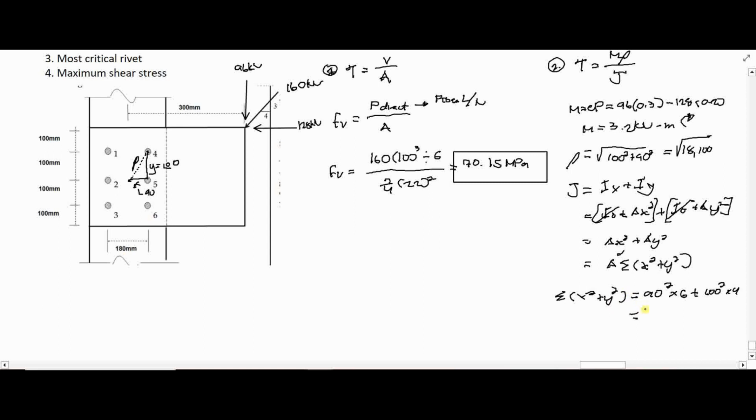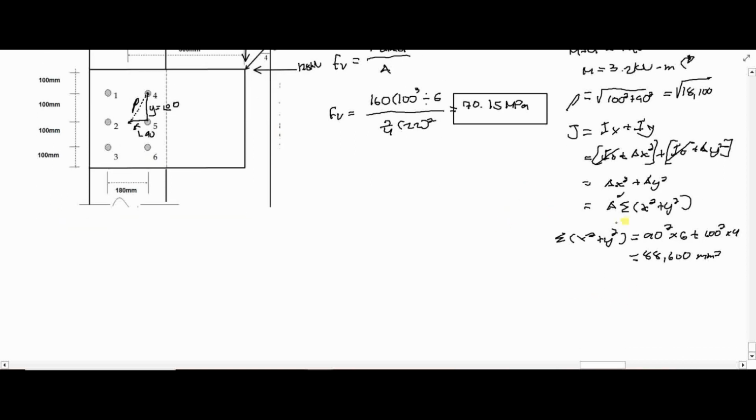So that's 88,600 millimeter squared. Okay, so we can now solve our torsional shear. So this will be say Fv due to torsion, equals moment. Our moment is 3.2 kilonewton meter. Okay, so let's just convert it to Newton millimeter now.